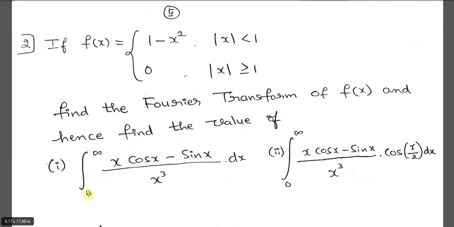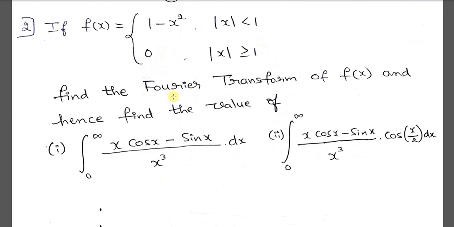The first one, integration 0 to infinity x cos x minus sin x by x cube into dx, and the second one, integration 0 to infinity x cos x minus sin x by x cube, the same as this, but there is one more additional term, that is cos of x by 2. As usual, first we will find the Fourier transform for the given function, and to obtain these two terms we have to start with the inverse Fourier transform, right? Fine. So we will start with the first part.